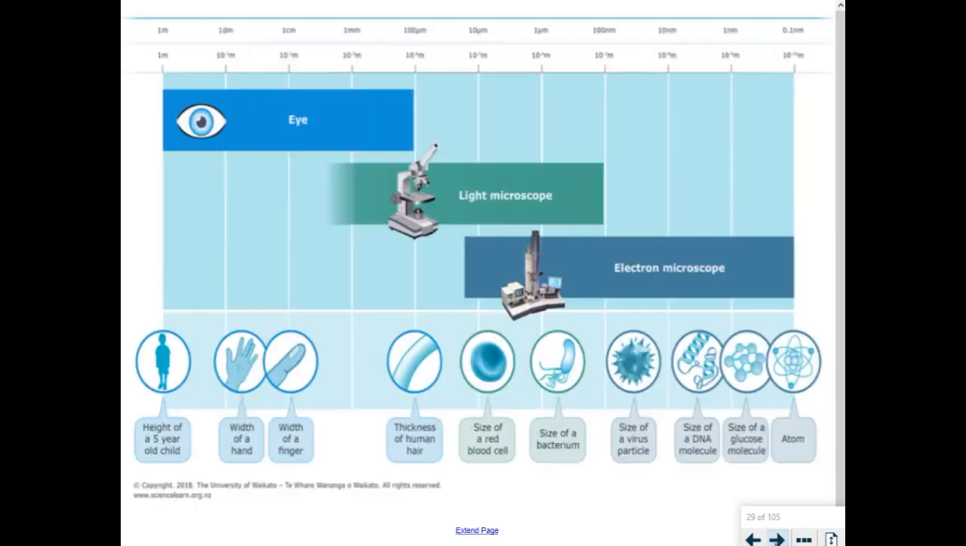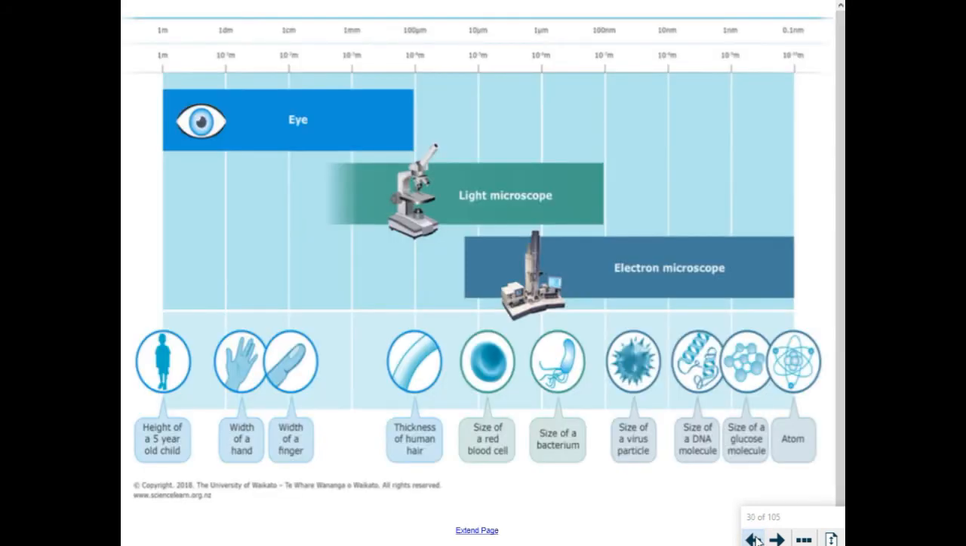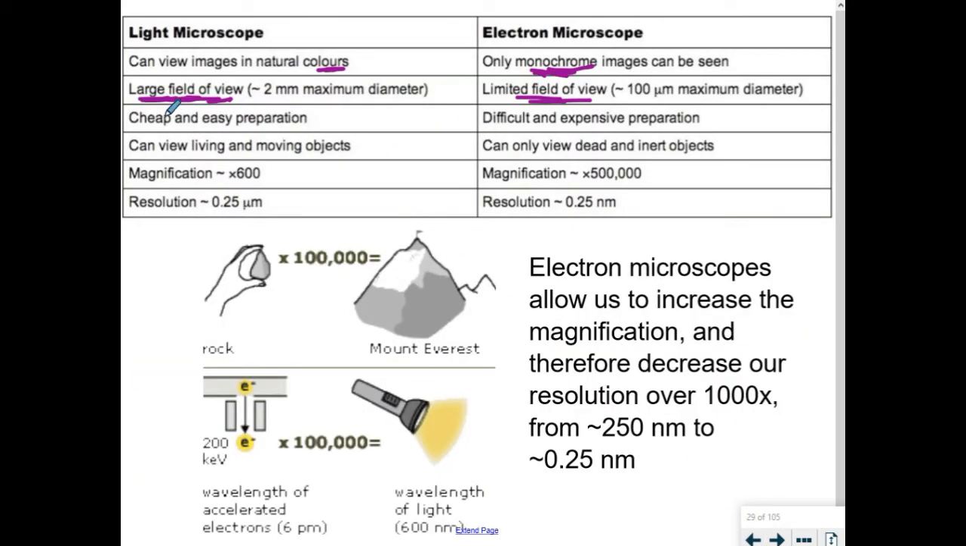In terms of the picture right here, here's a picture of an electron microscope. It has a high voltage electron gun, and it has condenser lenses. These condensers are basically narrowing the field of electrons to the tiniest points possible. You can't have that be super wide. It actually has to be exceptionally narrow. So we call that a field of view. And then here's the other pro to a light microscope. They're cheap and easy, whereas electron microscopes are difficult and expensive.